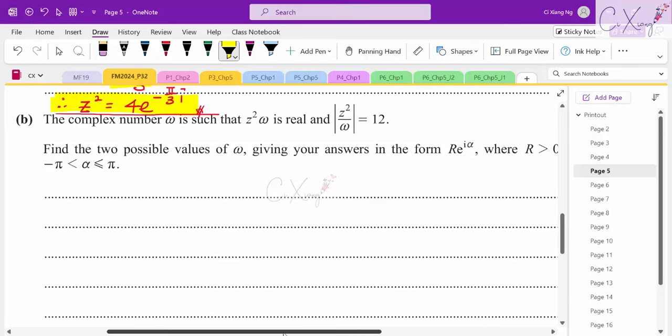So for part B, they are telling us about this complex number W, that they want us to find. They tell us that z square multiplied with W is real, and z square divided by W has a modulus of 12. So these are the two pieces of information that I can get from the question.